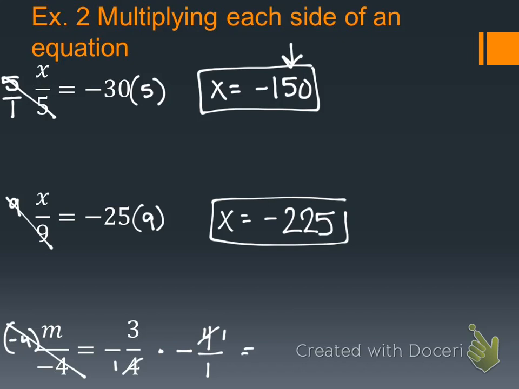How many negative signs do I have? 2. So it's going to be a positive. So I know my answer is m is equal to what? 3. Positive 3.